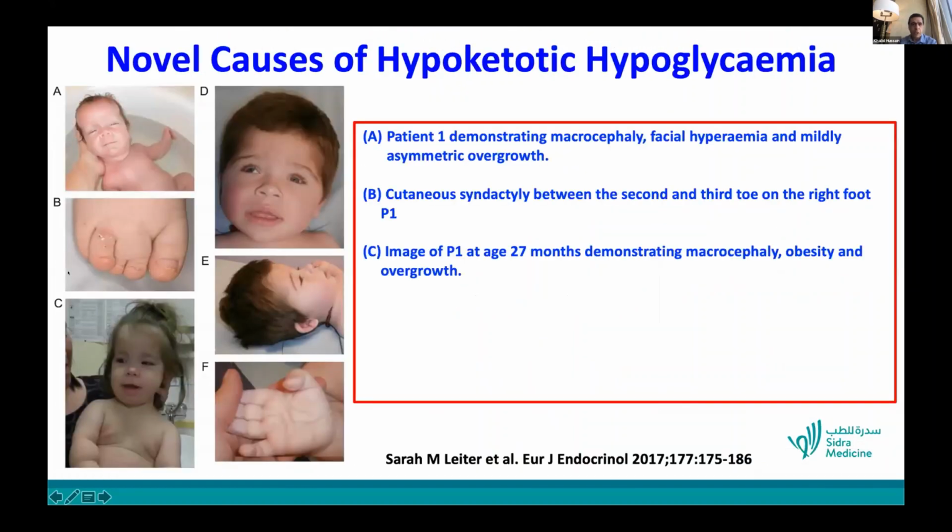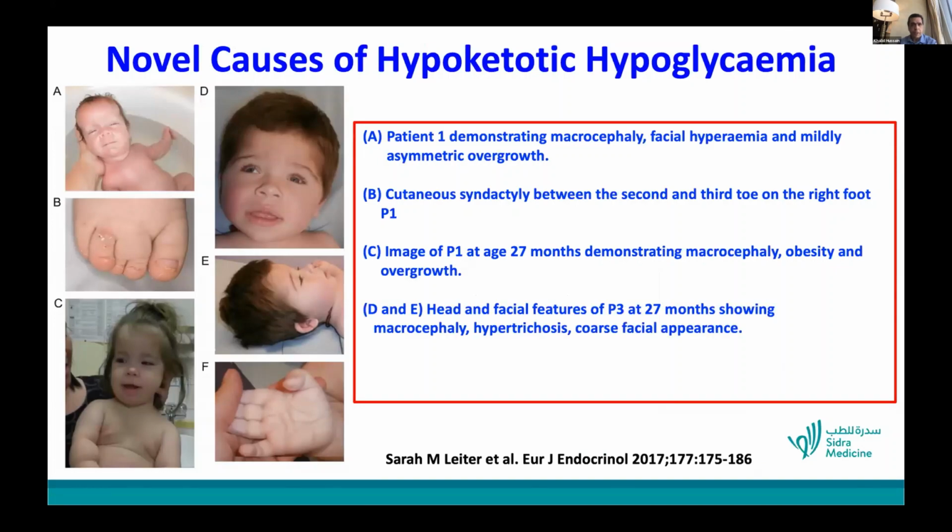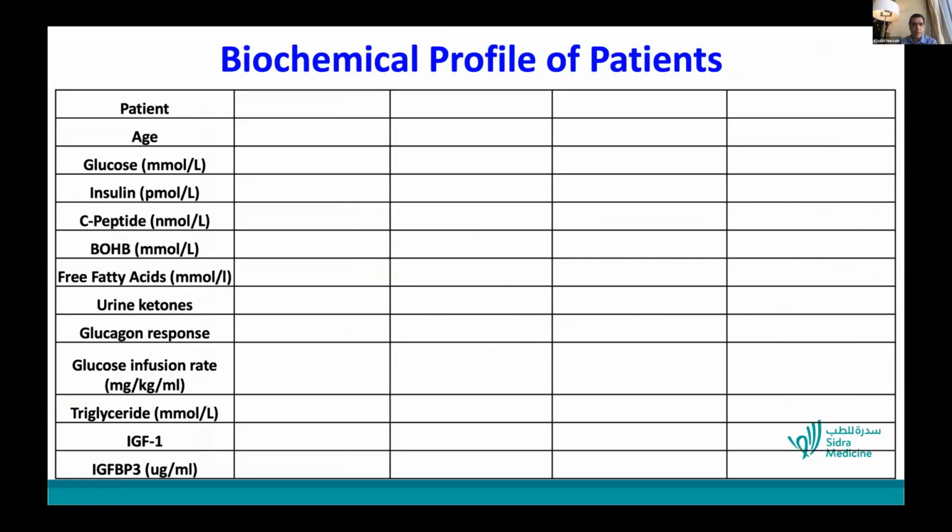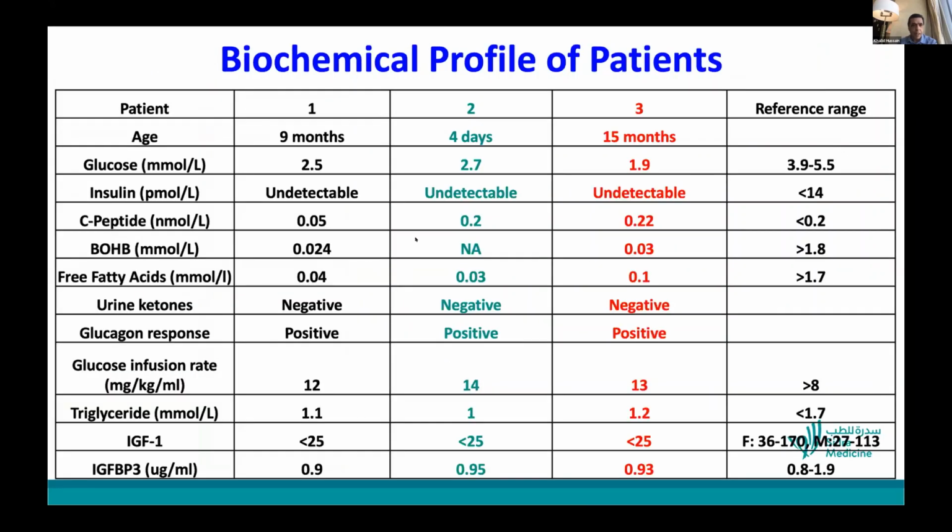So these are just showing you the clinical aspects of these patients. For example, patient 1 here had macrocephaly. Patient B here had syndactyly. So just highlighting some of the clinical aspects that you might find in these patients. I want to show you now the biochemistry. So again, this is the biochemistry in these patients.